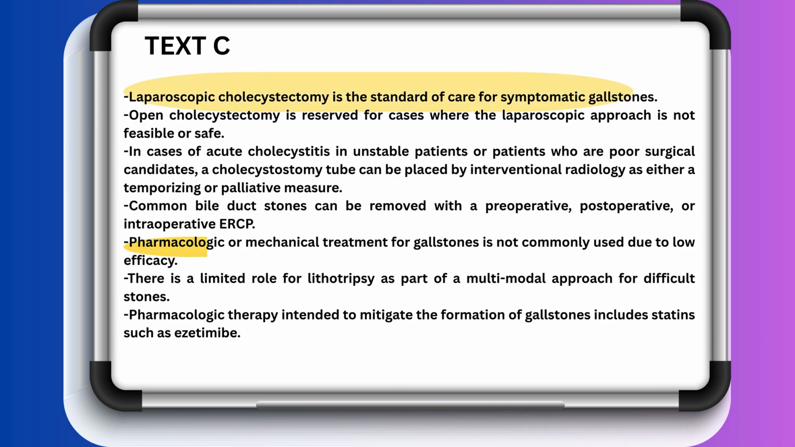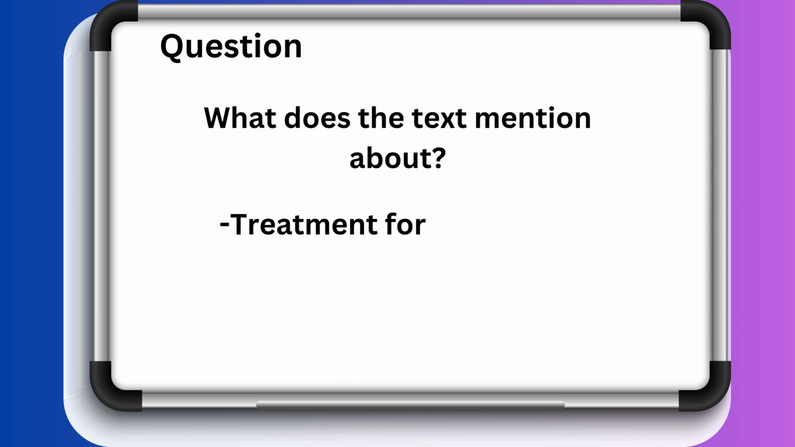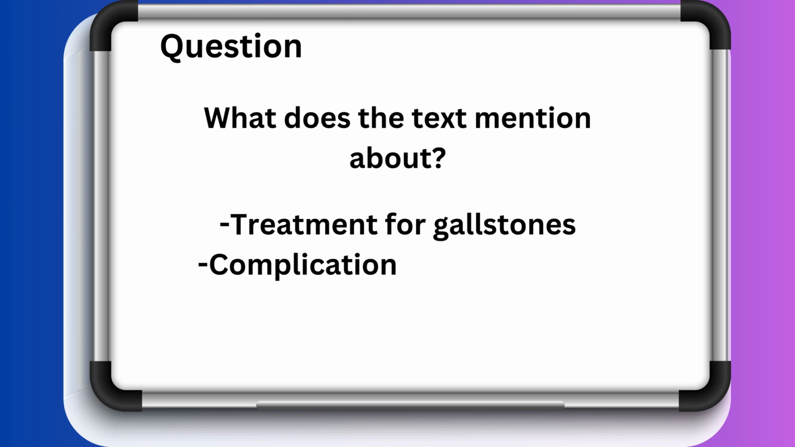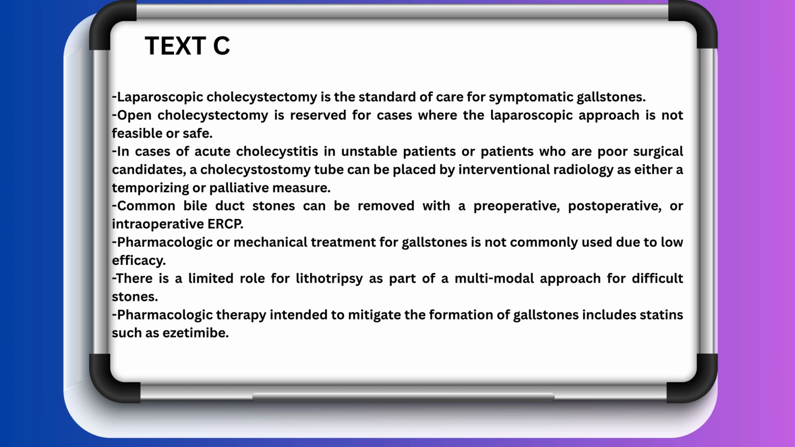Now, skim and scan the text C. Remember, when there is no heading or subheading, you should read a few lines to get an idea about what the text is talking about. What does the text mention about? The information in text C is about treatment for gallstones.